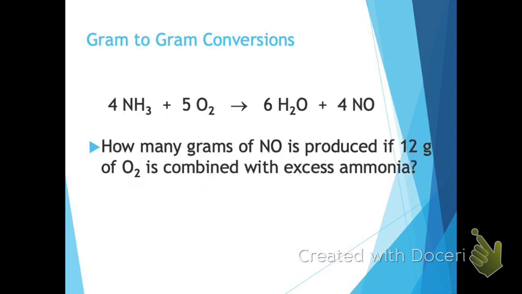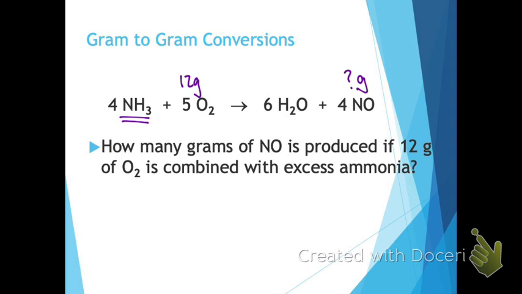How many grams of NO, nitrogen monoxide, is produced if 12 grams of O2 is combined with excess ammonia? Okay, so we've got to identify which compounds we're really focusing on, right? How many grams of NO, so that's going to be my question mark, okay? How many grams are produced if 12 grams of O2? Okay, excess ammonia, that doesn't mean anything. Ammonia is this guy right here. It just means we have extra of that, so it's not affecting our reaction, right? That's all that really means.